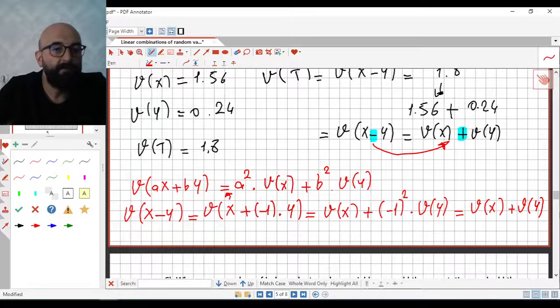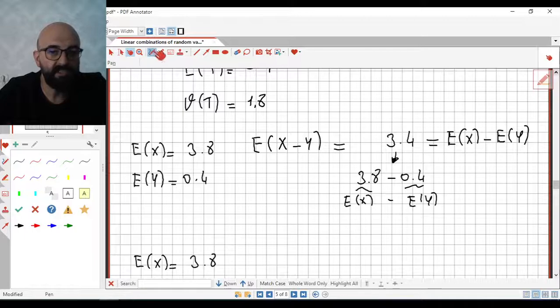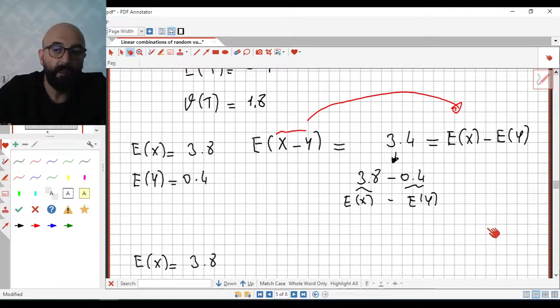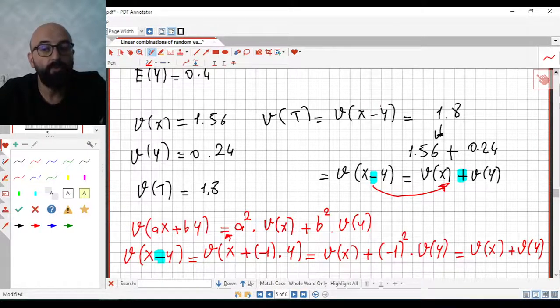Okay, now please notice that if you have subtraction, for the expectation process exactly nothing changes. The expected value of x minus y means the expected value of x minus the expected value of y. But on the variance working out, exactly minus changes to positive.